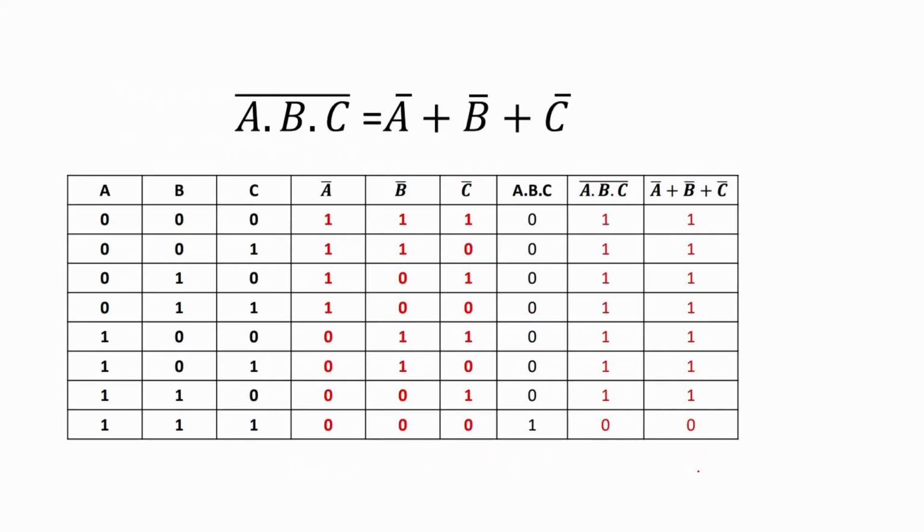And this is A into B into C the whole bar, A bar plus B bar plus C bar. A, B, C, A bar, B bar, C bar, and finding what is A into B into C, and A into B into C the whole bar. And the last column is for the right-hand equation, A bar plus B bar plus C bar.